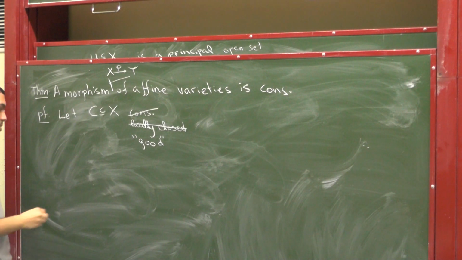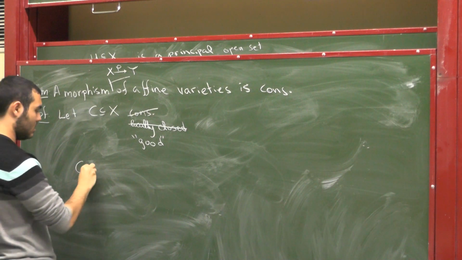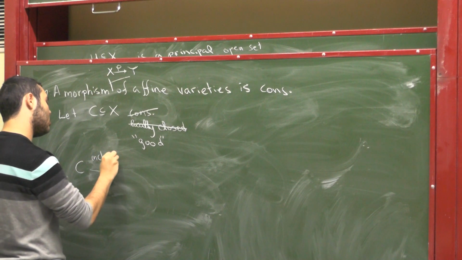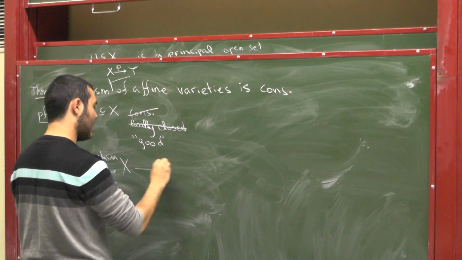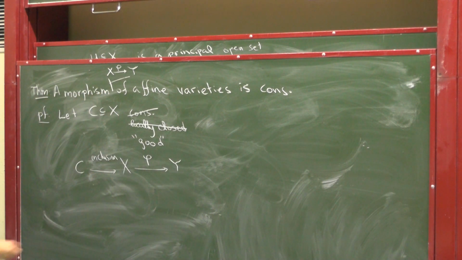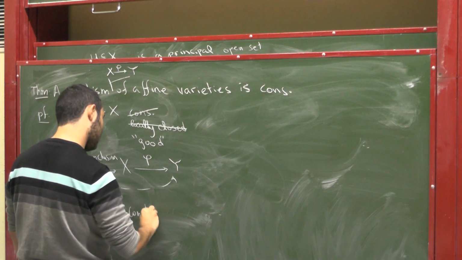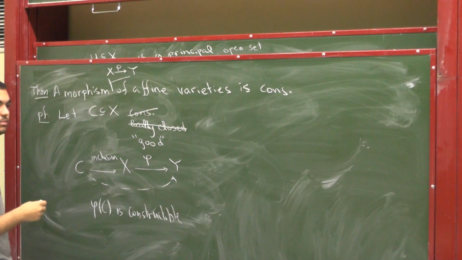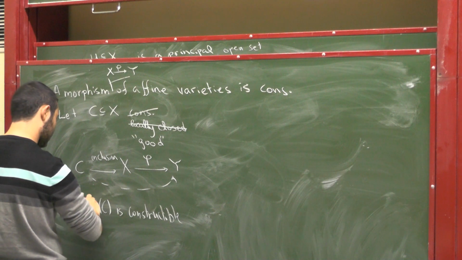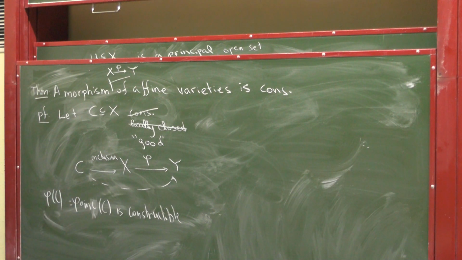Now, C has the structure of an affine variety, and I can look at the inclusion of C into X, which is a morphism, and I now have phi, which takes me to Y. So this is a morphism of affine varieties, meaning that phi of C is constructible. Or to be more rigorous, it's phi composed with the inclusion, which is phi of C. Any questions about that? So basically I reduce myself to sets which I know very well, and that's it.